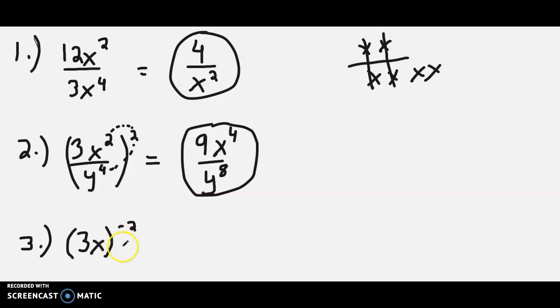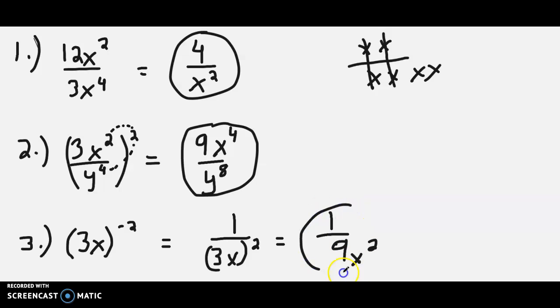Look at number 3. We have a negative exponent. We can turn a negative exponent positive by putting it in a denominator. And then we still have to square everything in the denominator, giving us 1 over 9x squared. That is our simplified answer.